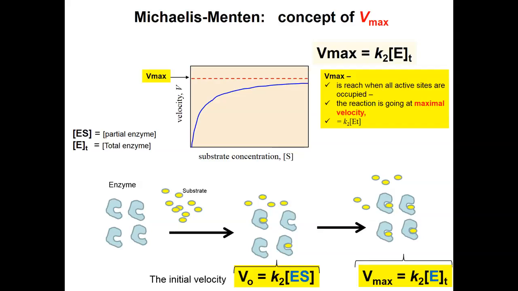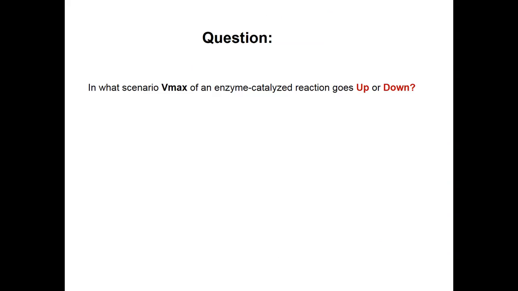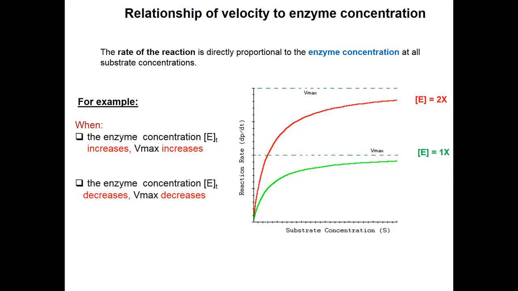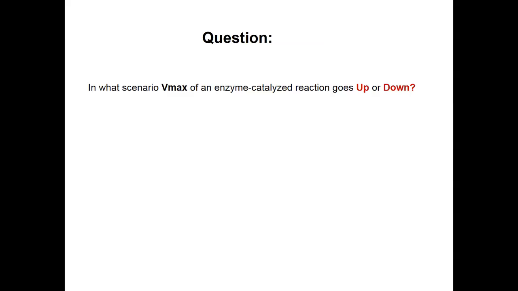Add more enzyme, right, good. So the questions came about here. In what scenario can Vmax and the enzyme go up or go down? Now you already answered one, right? How about the other? If you want to decrease Vmax, what should you do?